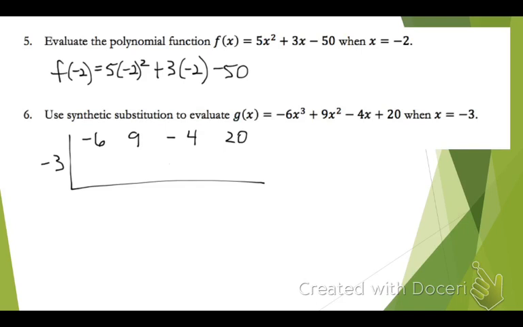At number 5, we want to evaluate the polynomial when x equals negative 2. So here I've used direct substitution. That's when you plug in the number. You can use your calculator and then find out what that function equals when you plug in negative 2. You should get negative 36.